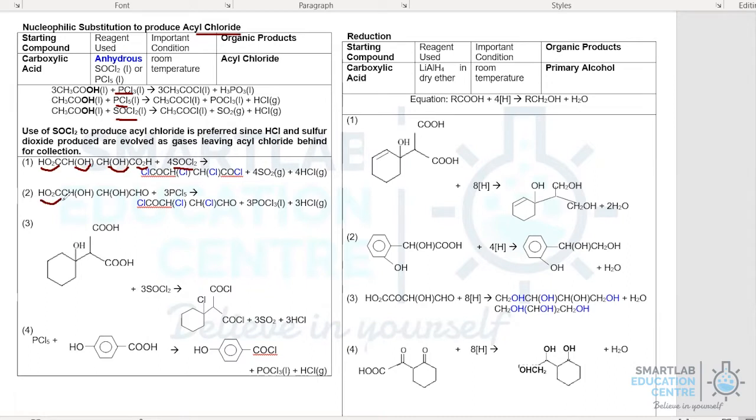In this case, similarly, we have also 2 alcohol groups and 1 carboxylic acid group. So 3 PCl5 is required. In this example, we have an alcohol group and 2 carboxylic acids. So you need 3 moles of your SOCl2.